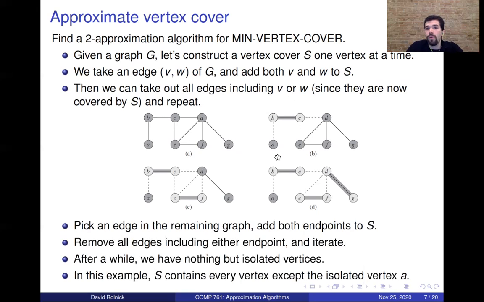But in general, we might have a lot more isolated vertices. Like, it's possible that every one of the vertices in the graph was connected to either B or C, in which case we would have taken out one edge, put two vertices into S, and we would have been done. We would have only ever put two vertices into S, and there could have been a lot more vertices in the graph.